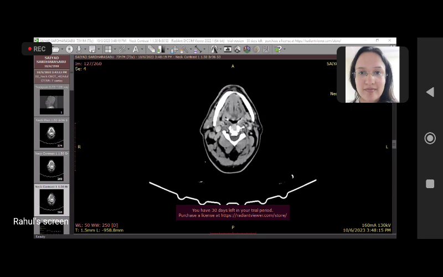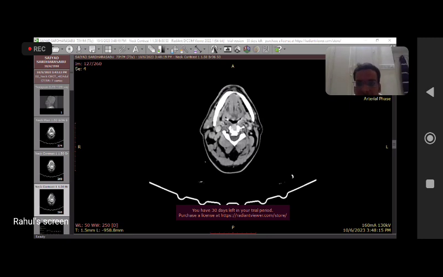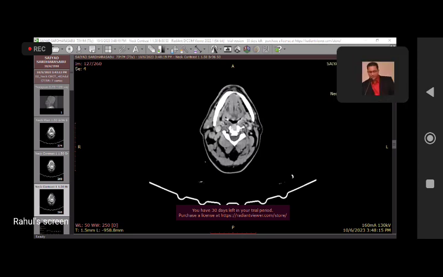But CT is not a very good modality to assess soft tissue, no? Yes. So MRI can be done, as that's soft tissue.